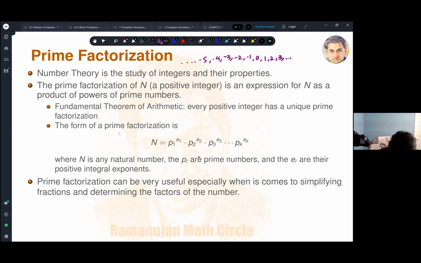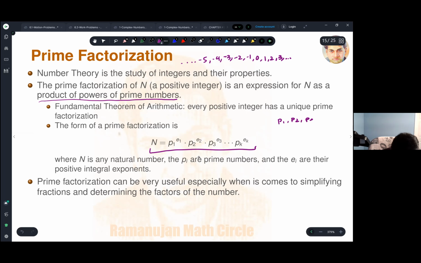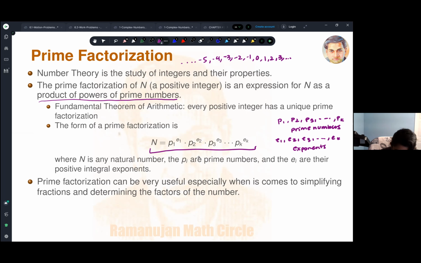The form of a prime factorization is this way. Now this makes more sense. It says product of powers of prime numbers. So P1, P2, P3 are all prime numbers, and E1, E2, E3, all the way to EK, are all exponents. So that's how it's written. P1 to the power E1 is taking P1 to the E1 power, so that's the power of a prime number, and then it's the product of all sorts of things like that.